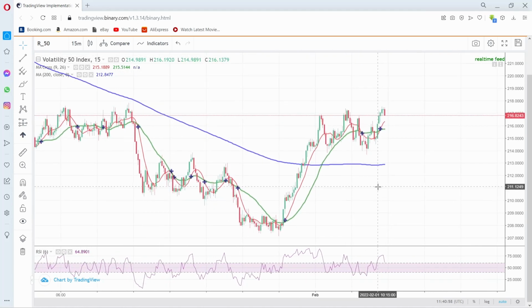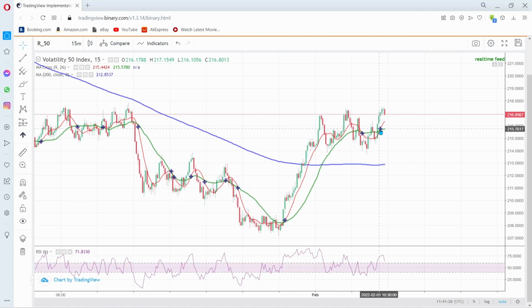So the first confirmation for a buy, as you can see over here, we are looking for a buy. The first confirmation you have to look for is the crossover. If you see the red moving average cross the green moving average over here, if the red moving average is above the green moving average, and there is a cross over here, this blue cross, this is the first confirmation for a buy signal.